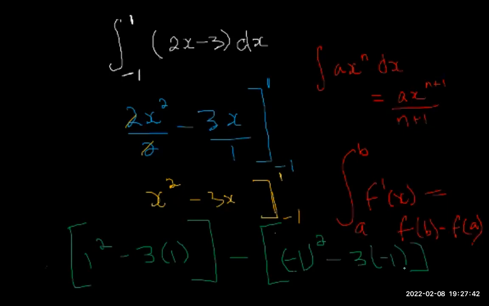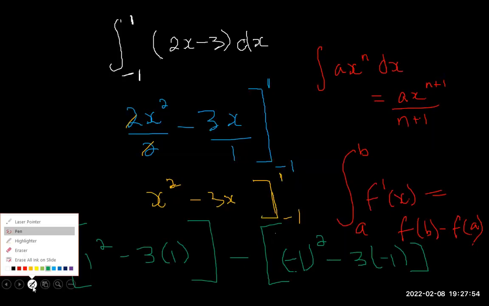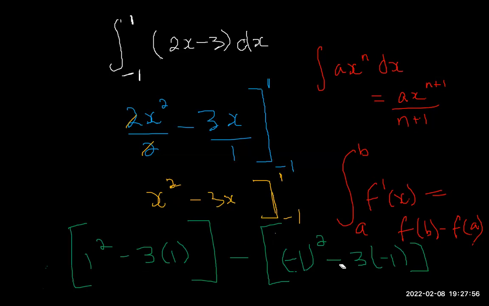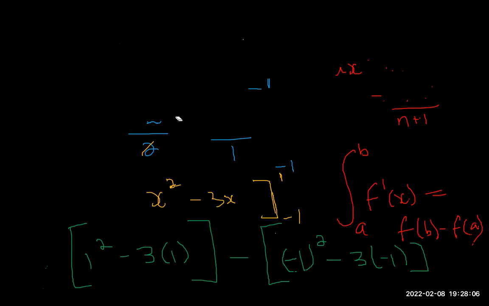And all you do now is subtraction. Simplify and subtract. 1 squared minus 3, that's minus 2, minus 2. Okay, let me write it out. Do you understand what I did here with the green? Yes, no? Yes.